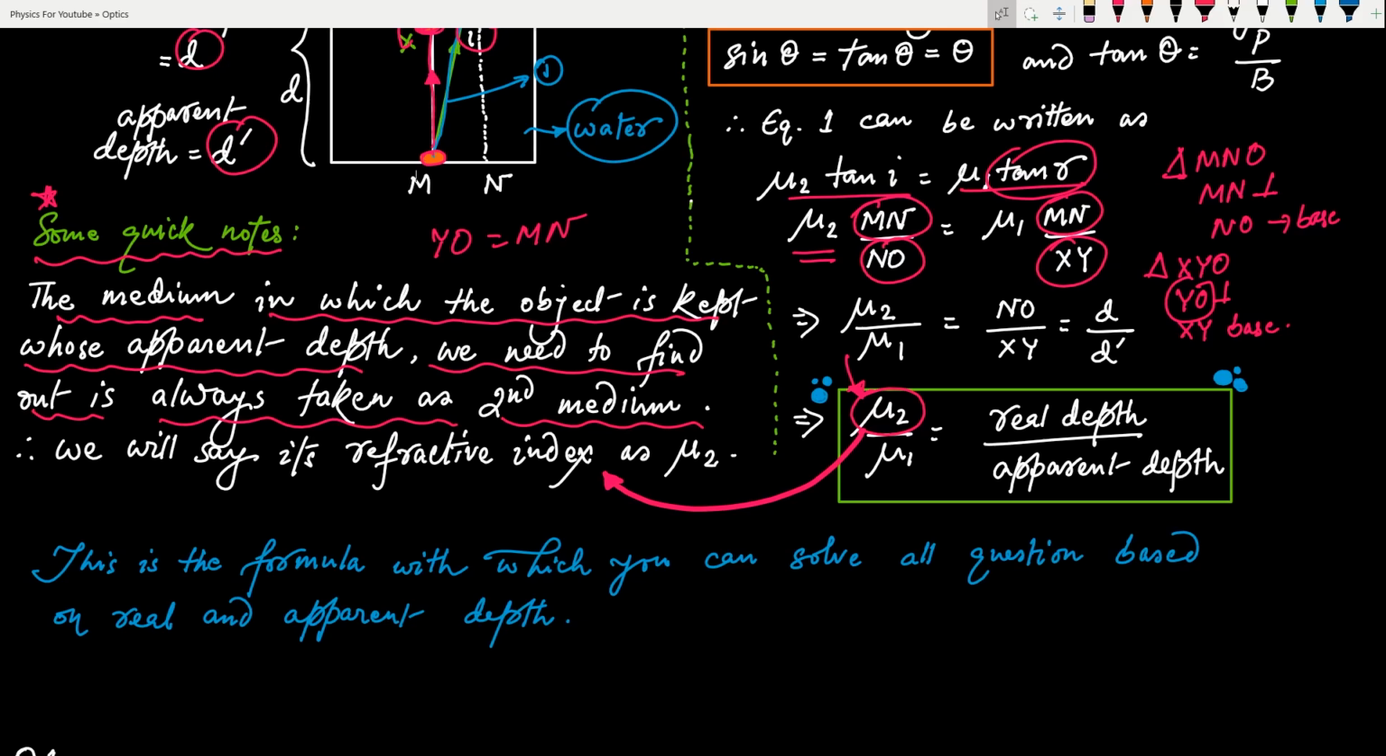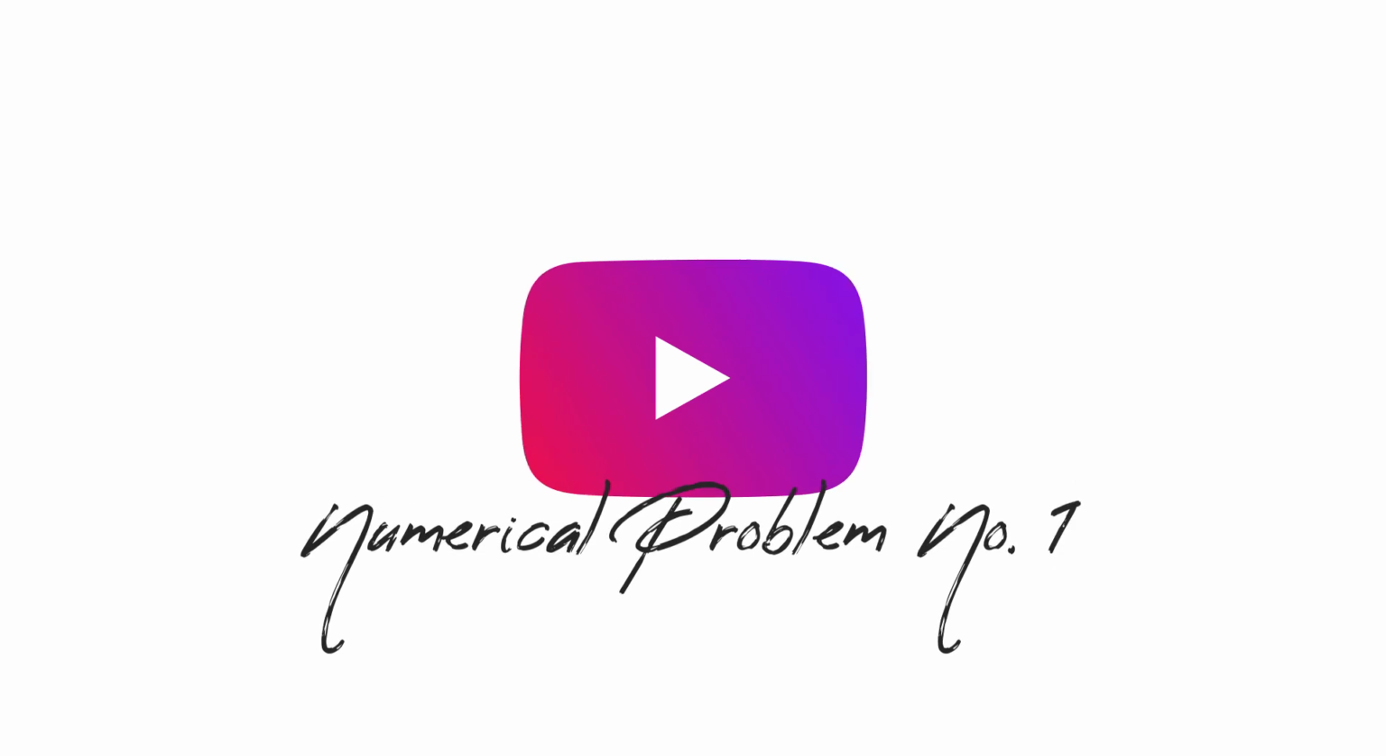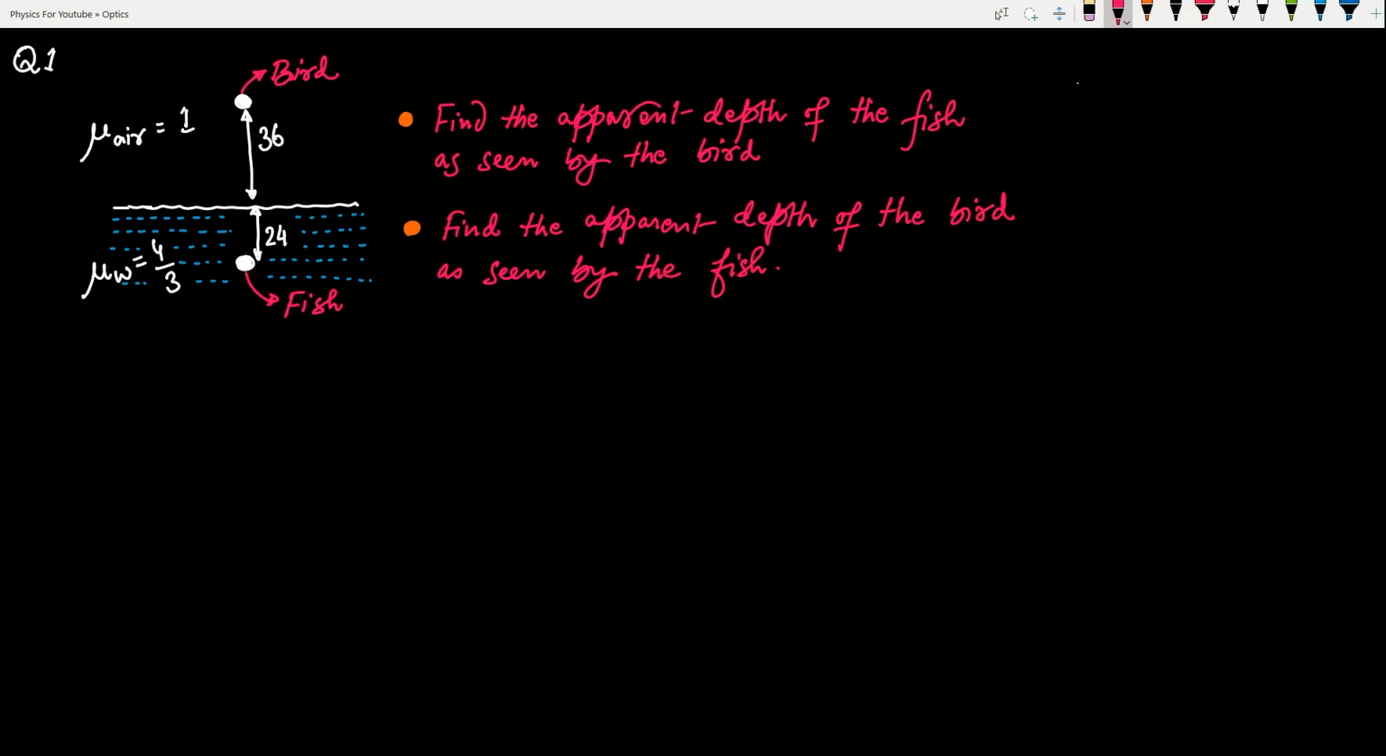Now I will be giving you some numericals in order to solidify the concept that I have talked about. So let's move on and check some numericals. Now let's look into this problem. This problem will help you understand which medium you should take as second and which medium you should take as first. This is a very important problem. So let's analyze how to solve these questions very quickly.